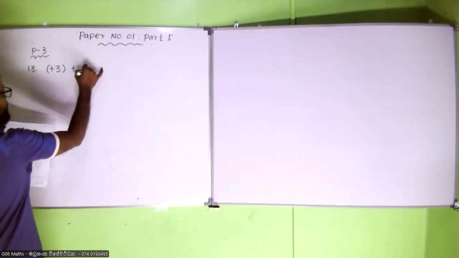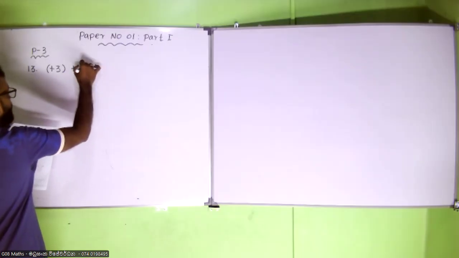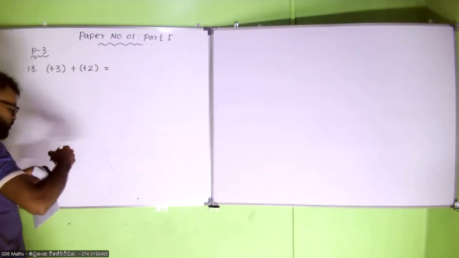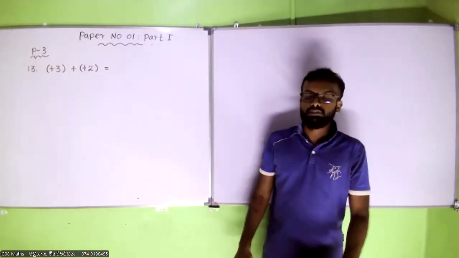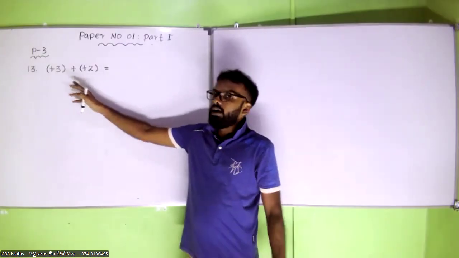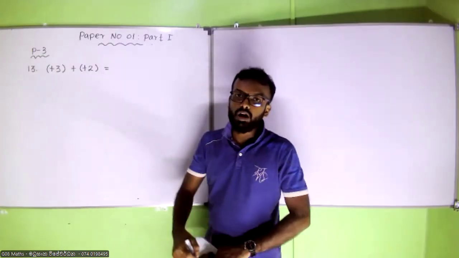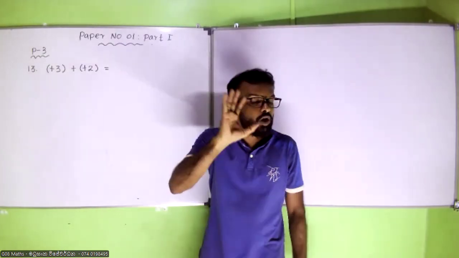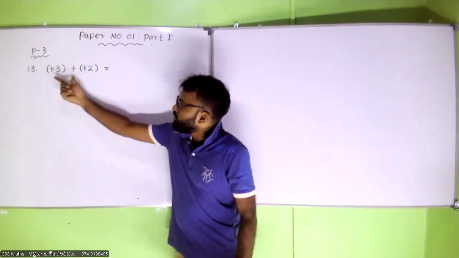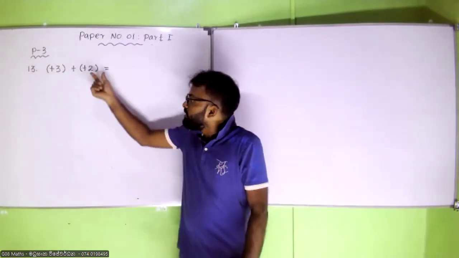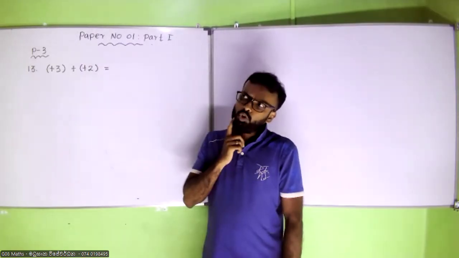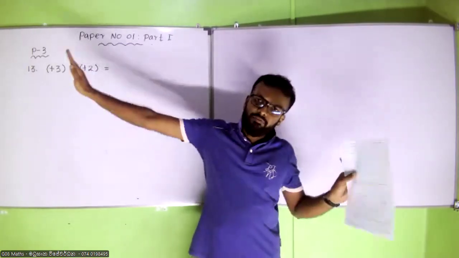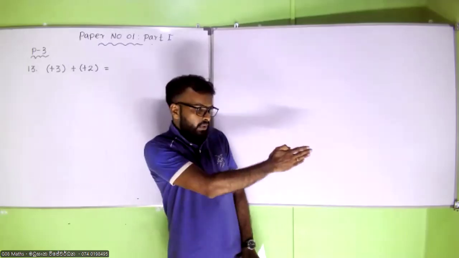A positive number added to a positive number, right? Can anyone tell me how to get the answer for this one? You have to add directed numbers. So this is a positive value, and this is a positive value. Positive number, positive number. Positive means are they in different directions or the same direction?